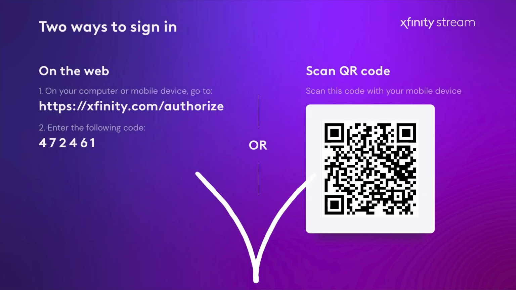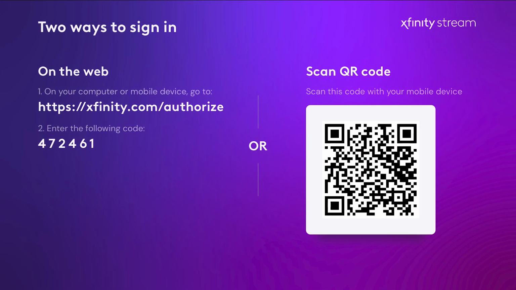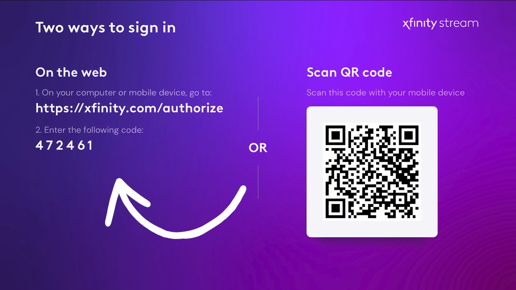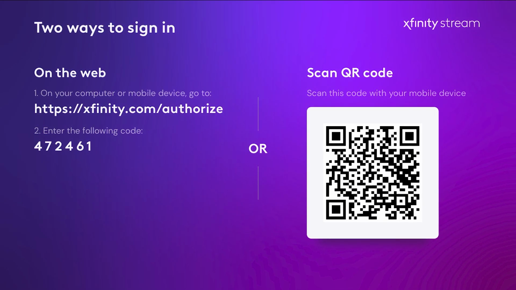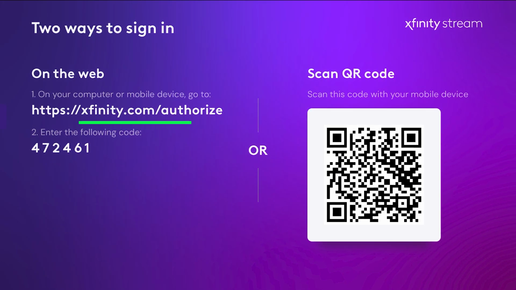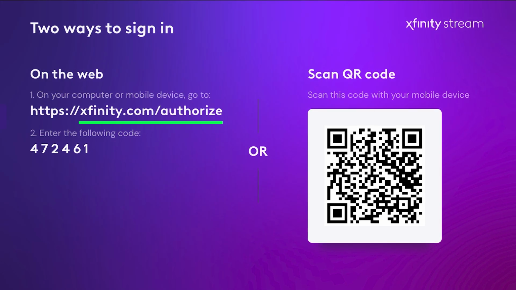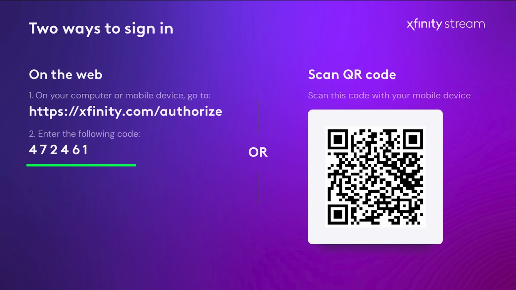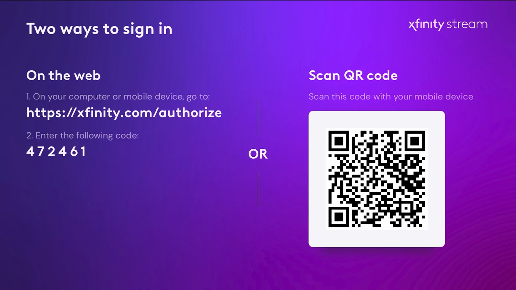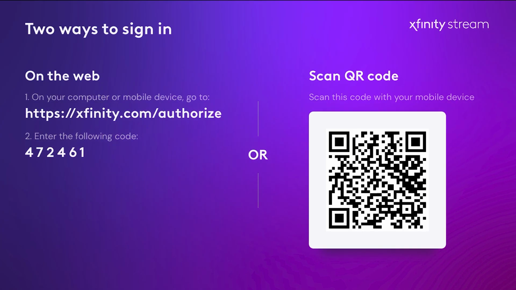Now you'll see two sign-in options. Your first option is to use the web link and code. You'll see a 6-digit activation code on your screen. On your phone, tablet, or computer, go to xfinity.com/authorize. Enter the code, then log in with your Xfinity username and password. After that, your Apple TV will automatically log in.